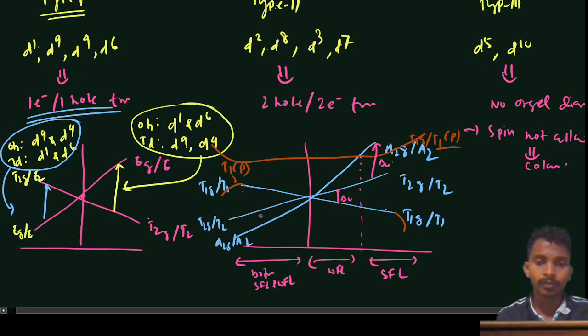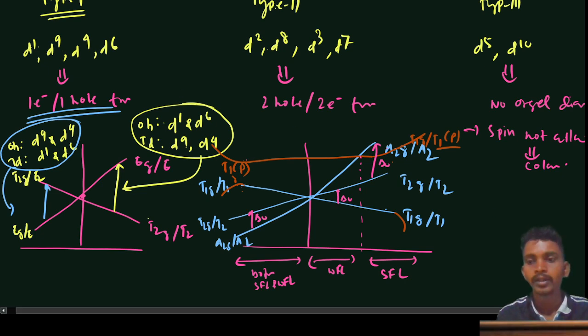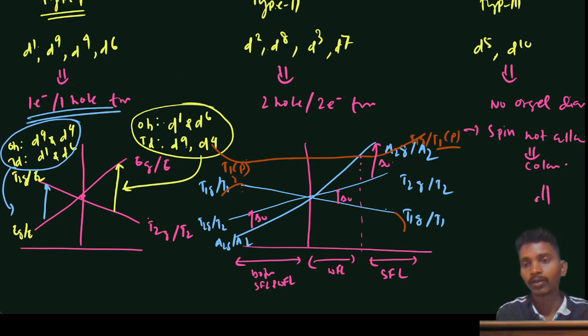Here the repulsions happen, so this is the delta T. But for this case, this is the delta T, for strong field ligand and weak field ligand. So the transition is like this. For Orgel diagrams, if you look at this page also, it is fine. Here there are no Orgel diagrams for type 3, and these are the colorless compounds in Orgel diagrams.